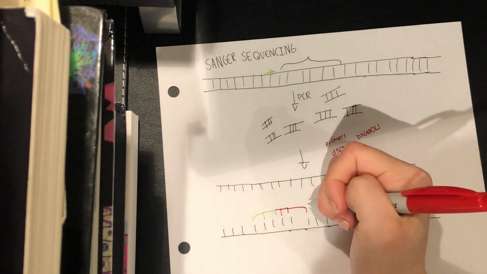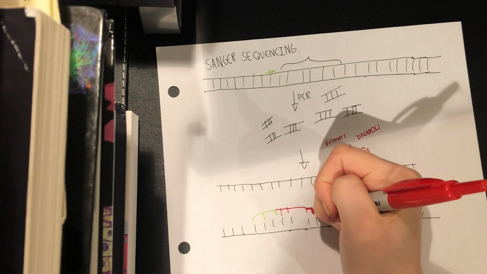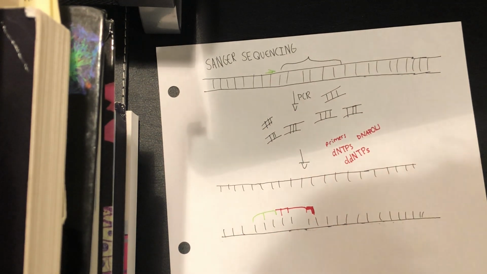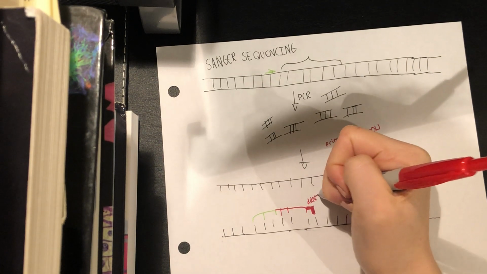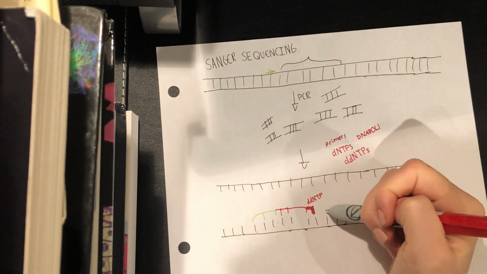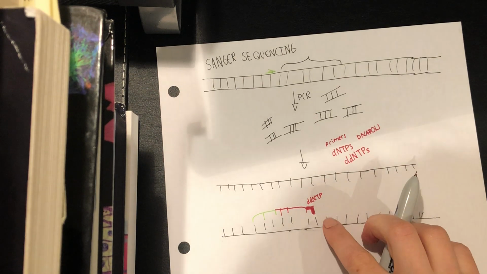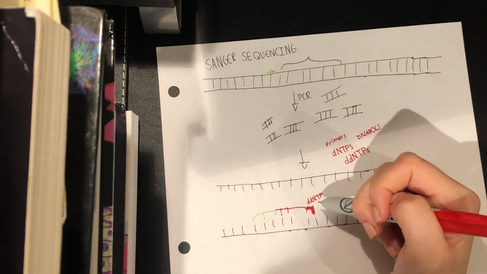So if the DNA polymerase is randomly, this is all going to happen randomly, by the way, your ddNTP is going to be placed anywhere depending on whatever the DNA polymerase picks up and puts, right? So if this is your ddNTP, DNA polymerase can no longer add any more nucleotides to this molecule. So it just stops here, okay?